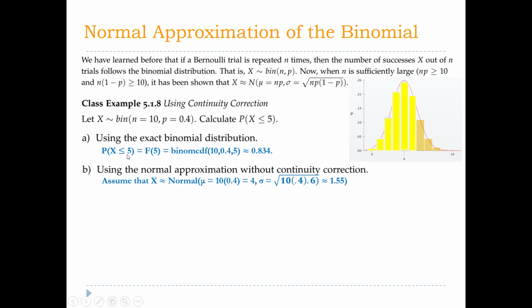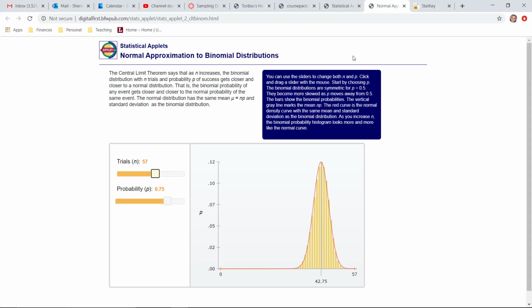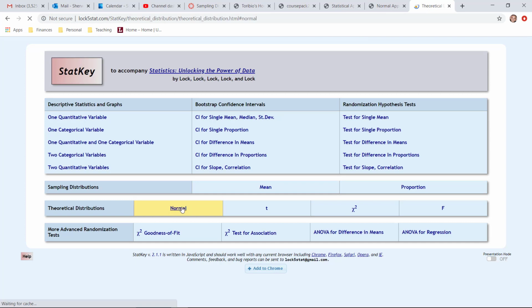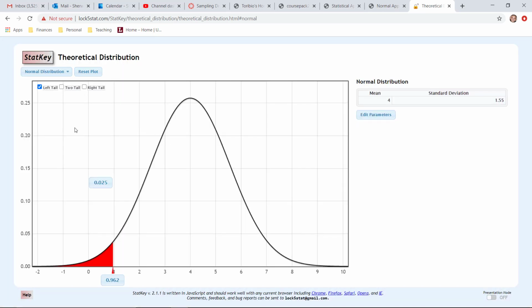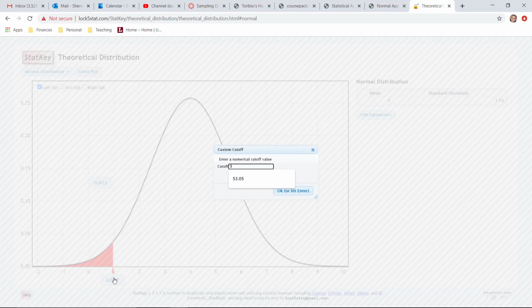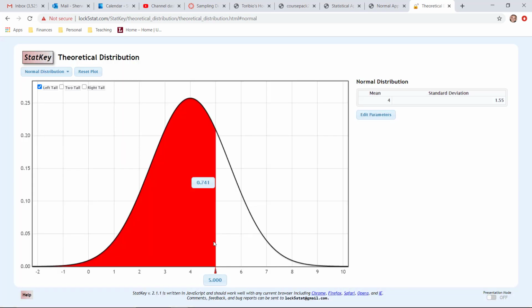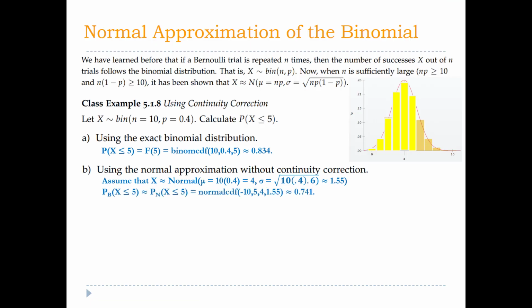And so if I want to find the probability that x is less than or equal to 5, I could do that using StatKey. If I go to StatKey, go to normal, and change the mean, the mean is 4, and the standard deviation is 1.55, and we want to find the probability that x is less than or equal to 5. Okay, so if we do that, we get a probability of 0.741. And you can also do this using the calculator. Remember, the normalcdf, and I got 0.741.